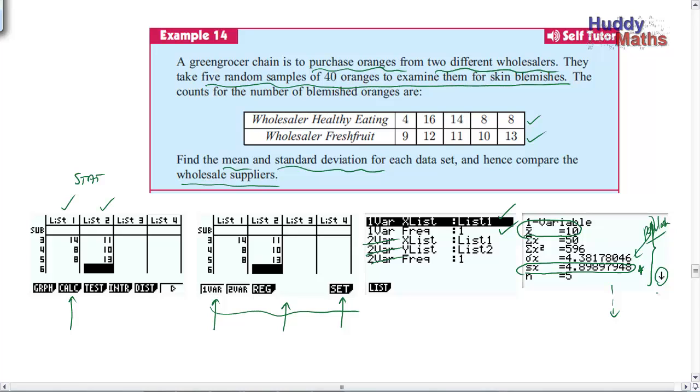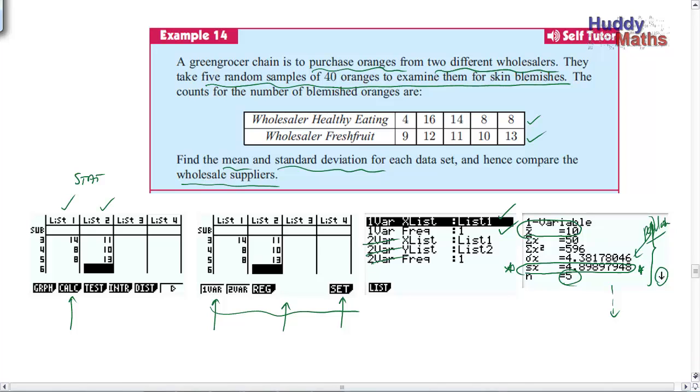You would use SX. Mind you, I haven't used all that data set there. No, we've got 5 points in the data set from the 40 oranges to look for our skin blemishes. Okay, so there you are. Watch out on the calculator. That one, not the sigma one.